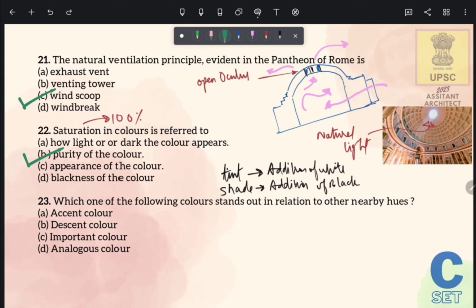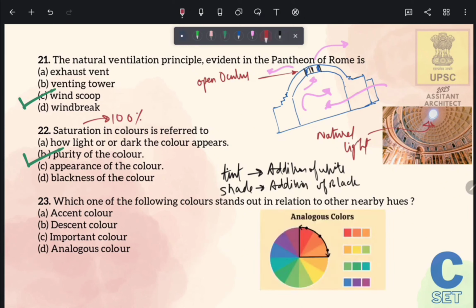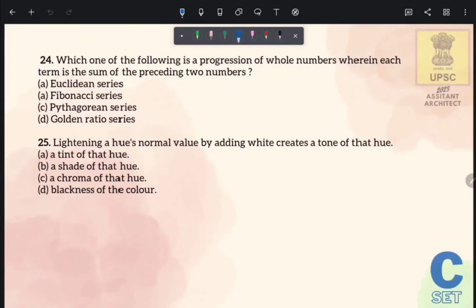Next question is which one of the following colors stand out in relation to the other nearby hues? So analogous colors are the group of three adjacent colors and they show a strong relation between each other. Therefore the correct answer of this question is option number D, analogous color. And in this picture you can see these are the analogous colors. Let's move to the next question.